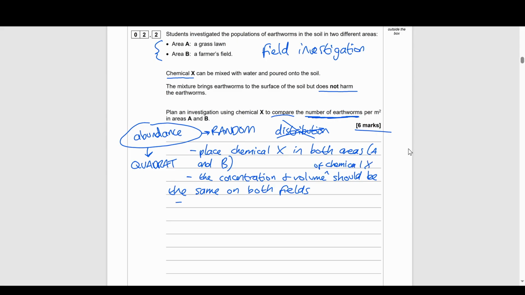Okay, so we discussed now about our chemical X. Now let's discuss this randomness. So to ensure that there is no bias, we want to be able to put our quadrat down on our areas in a random manner. So the best way for us to do this is to create a grid of our field. And once we create a grid, we're able to then plot coordinates.